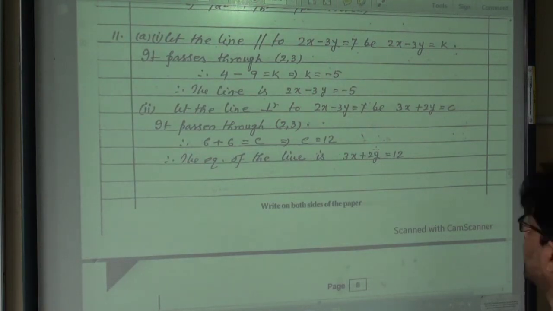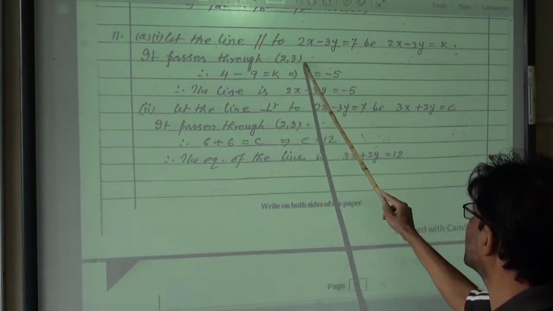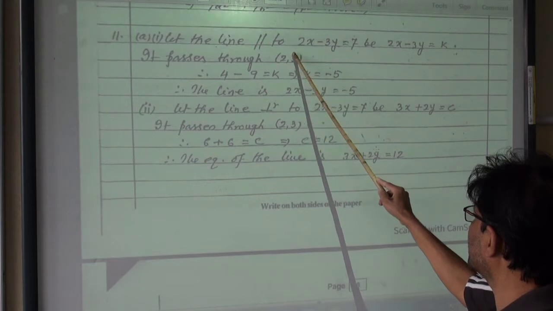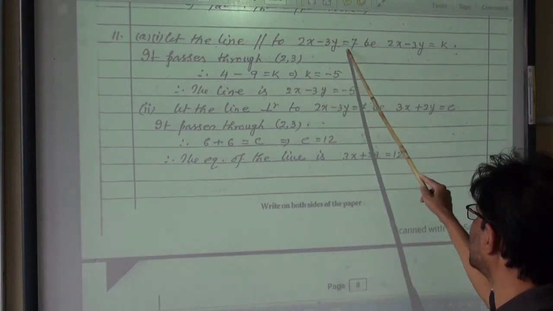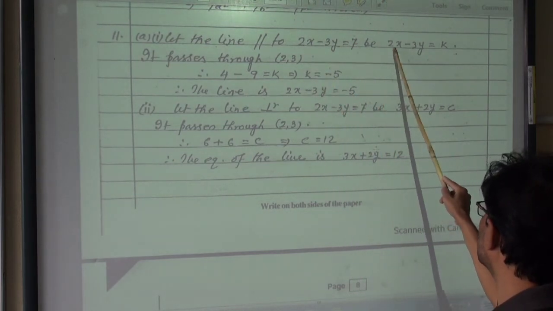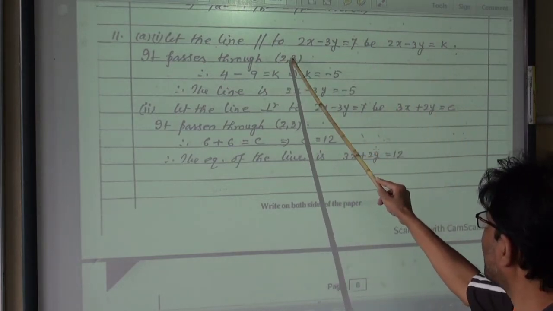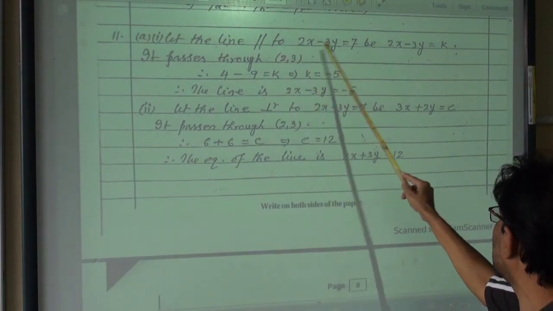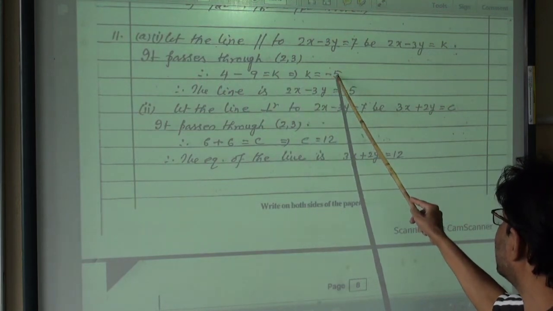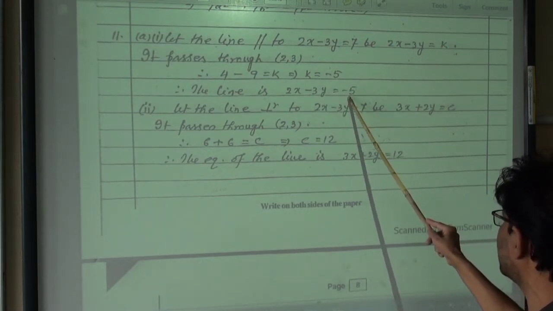You have to find out the line parallel to this line and passing through this point. In theory I said any line parallel to this means x, y will remain the same, only the constant will be different. So let the line parallel to this be 2x minus 3y is equal to k, instead of 7, again k. Passing through the point (2, 3) means x value is 2, y value is 3. Replace x by 2 and y by 3. You get 4 minus 9 is equal to k. K is coming minus 5. So the required equation is 2x minus 3y is equal to minus 5. K value is minus 5.